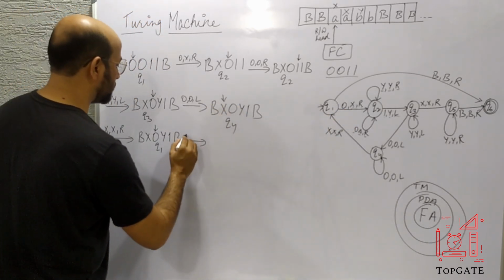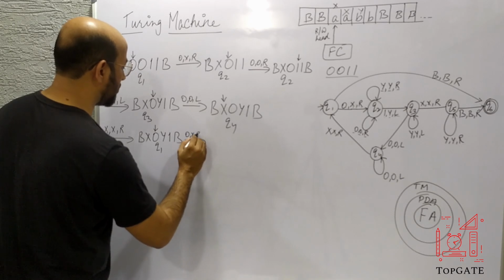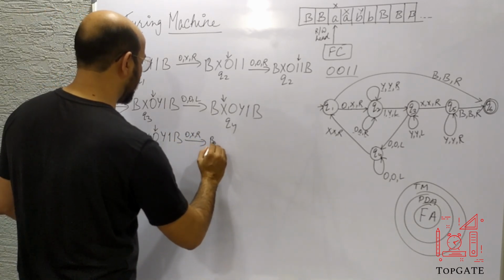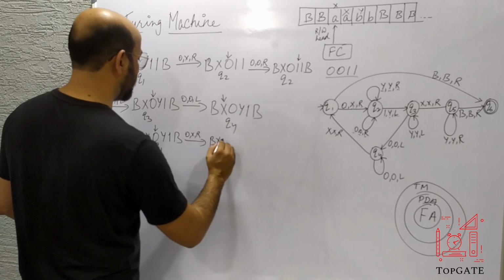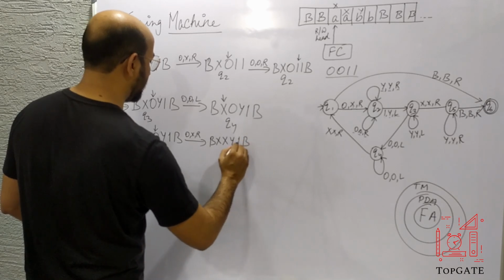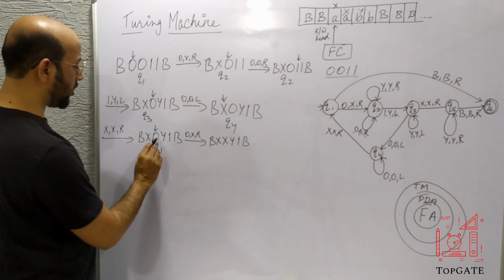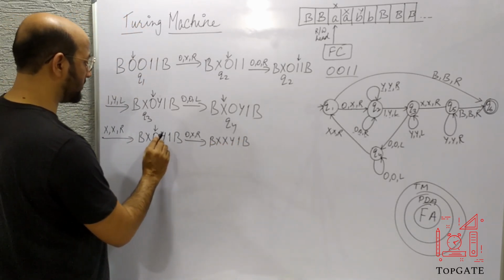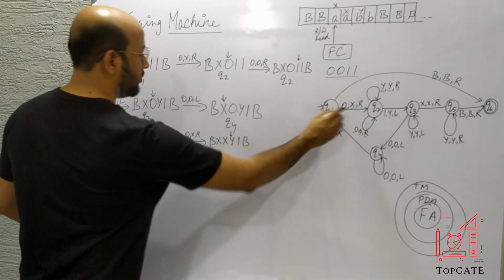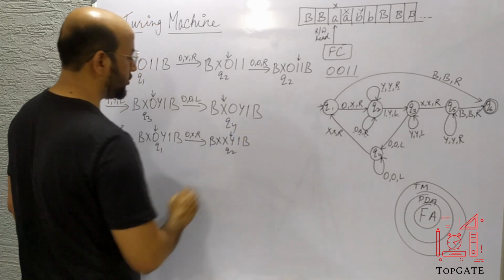Now at Q1 the input is 0, so I'll again change this 0 to X, so it will be 0 comma X comma R. So what I'll get is B, X, 0 will be changed to X, and then Y, and then 1, and then B, and this read write head will now move on to the next Y, that is the right part, so it will now point onto this Y, and we are reaching state Q2.